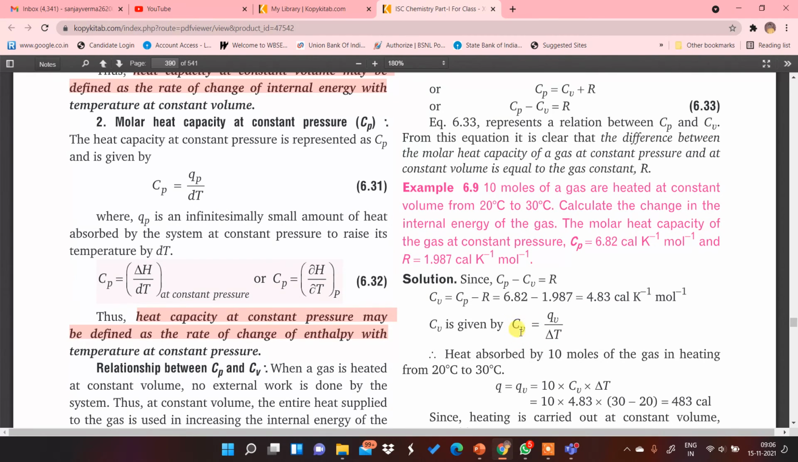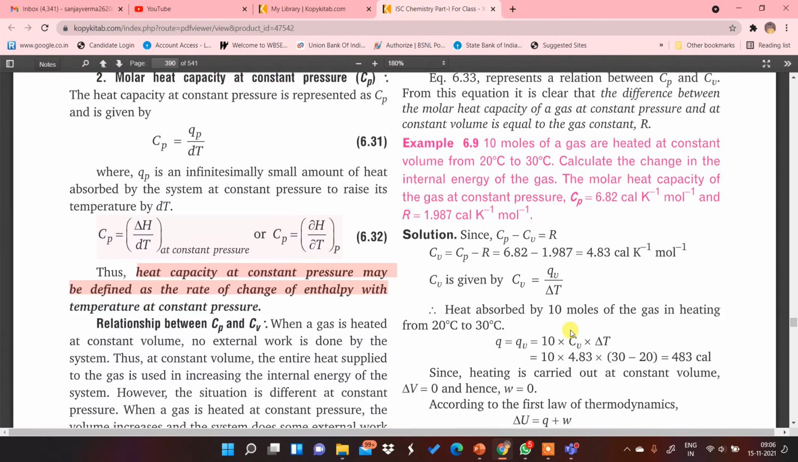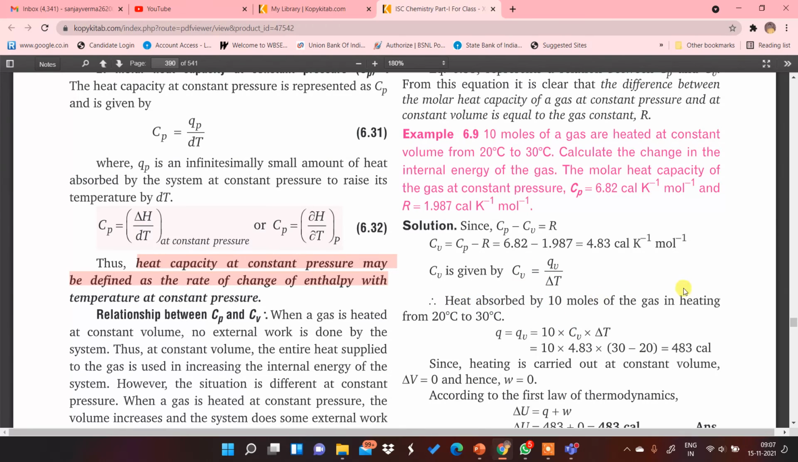Now apply this formula: Cv is equal to Qv by delta T. Qv is the heat absorbed by 10 moles of the gas from 20 to 30. So Qv is equal to 10 into Cv into delta T. That is 10 into 4.83 into delta T, which is 10 degrees Celsius. So it comes to 483 calories.